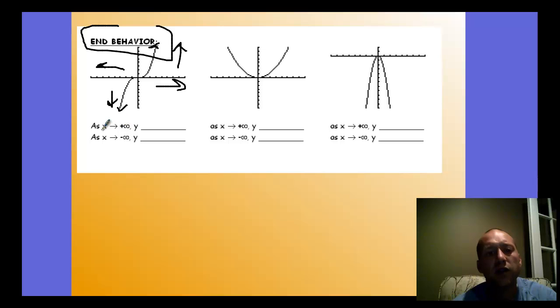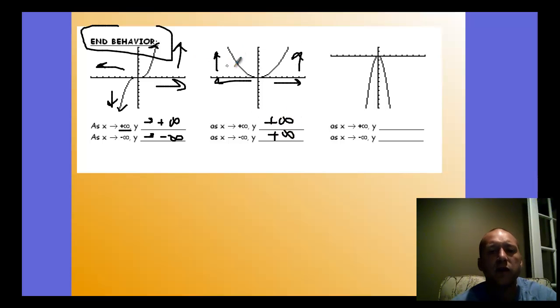So the notation down here says as x goes to the right, as x goes to positive infinity. The symbol means positive infinity means to the right forever. The y values would go up. So the y values go to positive infinity. As x goes left forever, the y values go down forever, so negative infinity. And so this would be the same kind of deal here. As we go forever right, the graph goes up forever. As we go forever left, the graph still goes up forever. So these are both positive infinity and positive infinity.